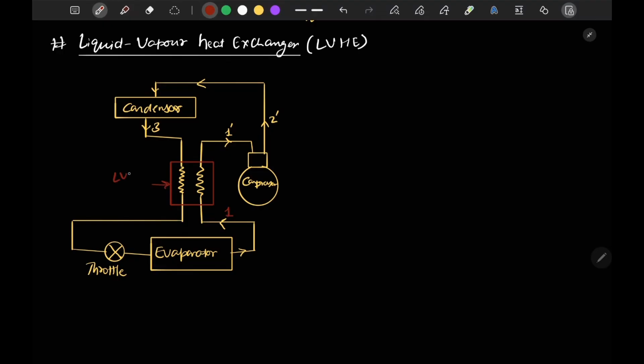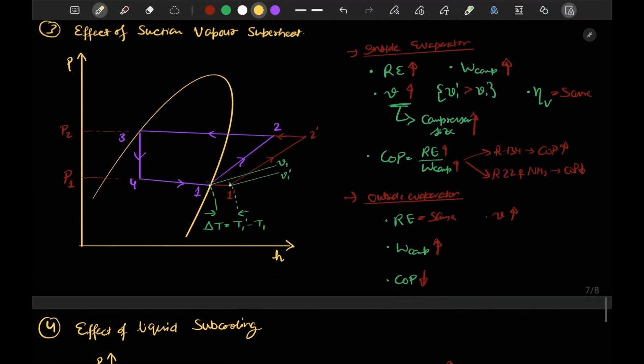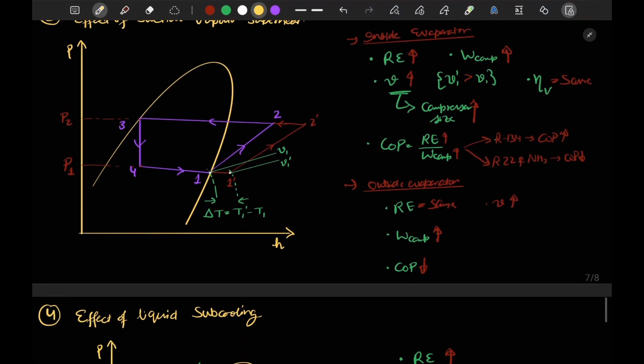So this is our liquid vapor heat exchanger. Okay, and this is point 1, evaporator exit, and then at the exit of the LVHE, for compressor input we obtain 1 dash, and for condenser output we obtain 3 dash. And this 3 dash will be throttled to the state of 4 dash. So in this we have included both the effect of liquid subcooling and the effect of suction vapor superheat outside the evaporator.